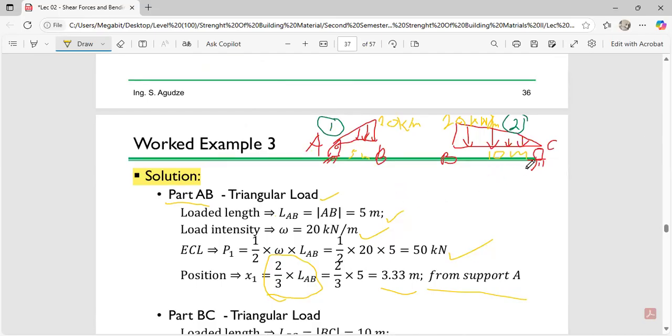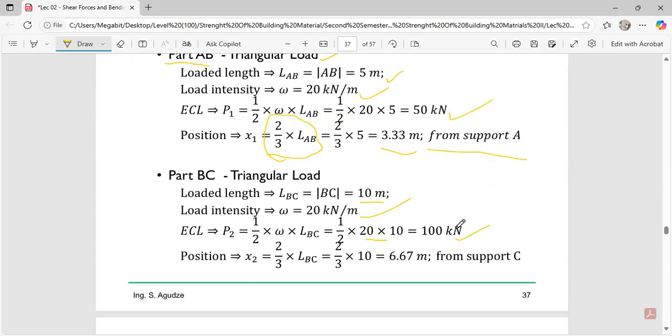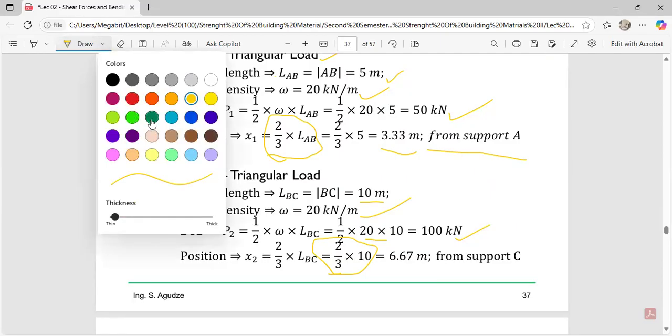And the position over here, you realize that the support is at C. And I told you that we only calculate for a position from a support. So in this case, it's also from a smaller end, okay? So we are just going to multiply 2 over 3 times 10. So that's why you're seeing 2 over 3 times 10, giving us 6.67 meters.